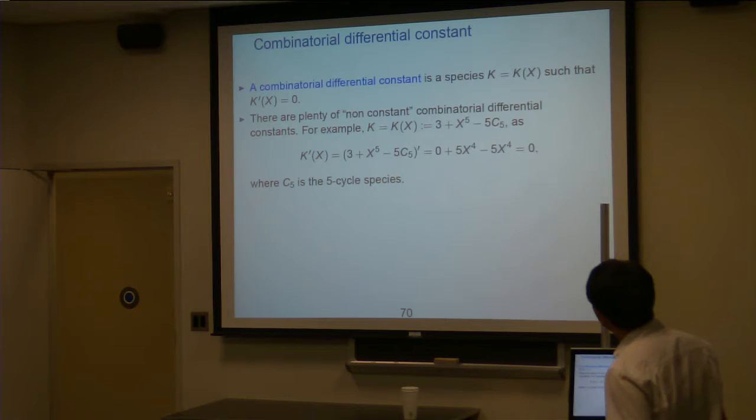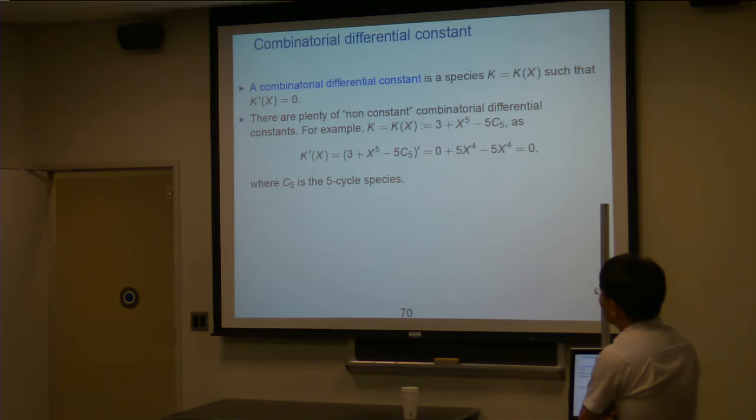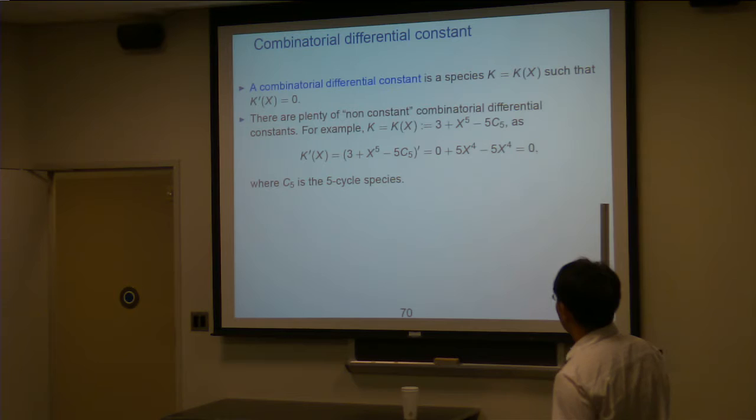Well, I can't get my head around it. No intuition. K is a function. The function is constant. It's too different from what I do. Combinatorial differential constants.